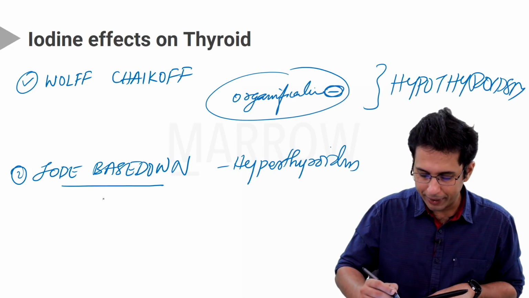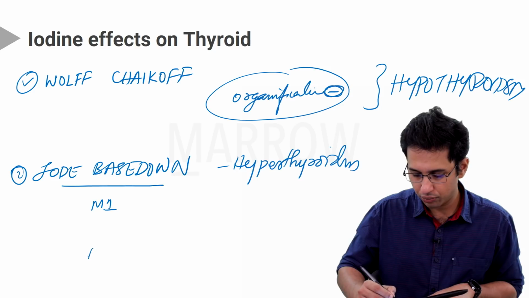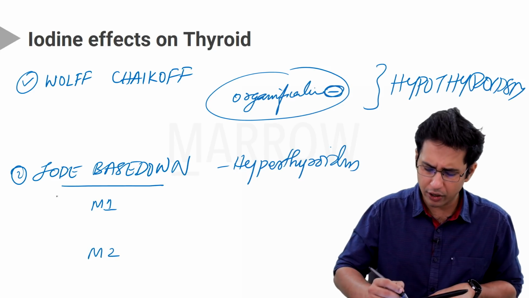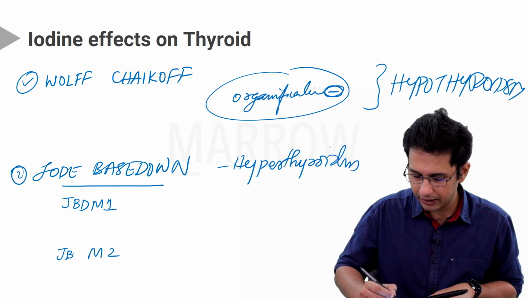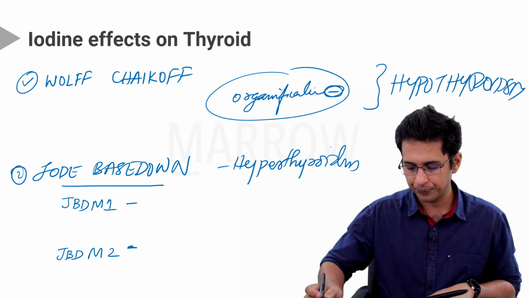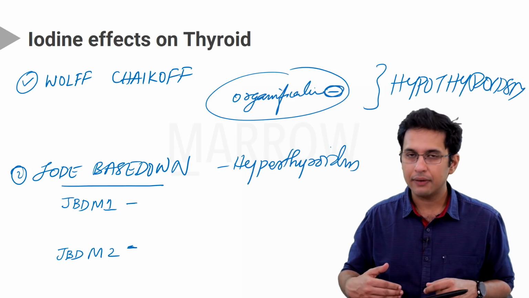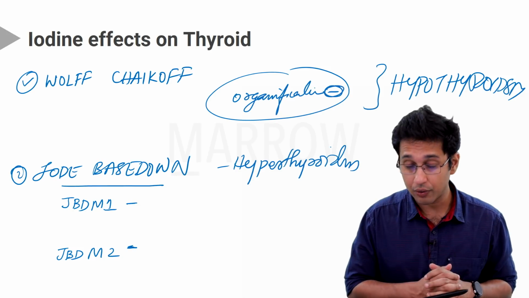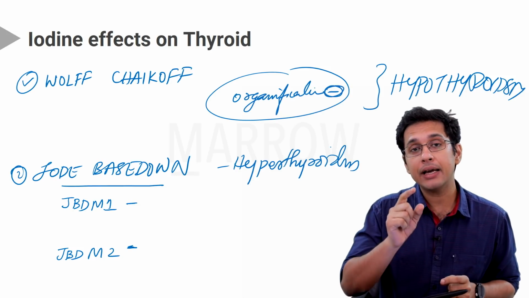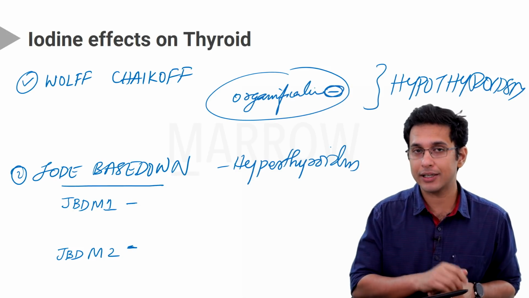There are two mechanisms, mechanism 1 and mechanism 2. There are other mechanisms, but this is what we need to know. Jod-Basedow mechanism 1 is this. You are giving iodine to an individual who actually has a background hyperthyroid disorder. For example, this patient actually has Graves. But the funny thing is that the patient does not have increased T3 or T4, even though the patient has Graves' disease.